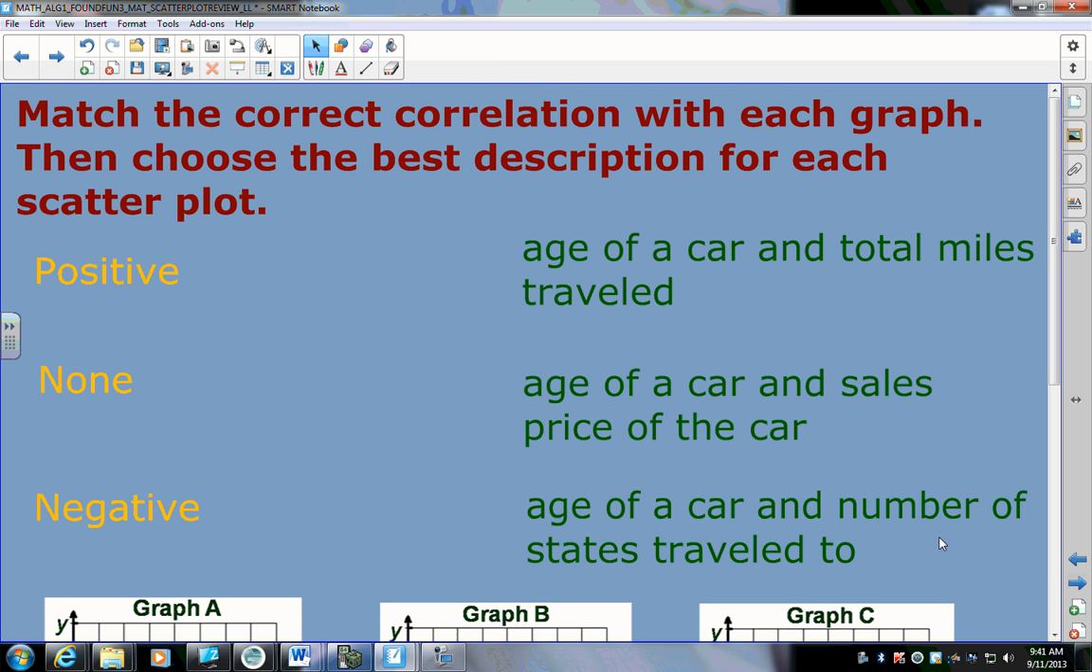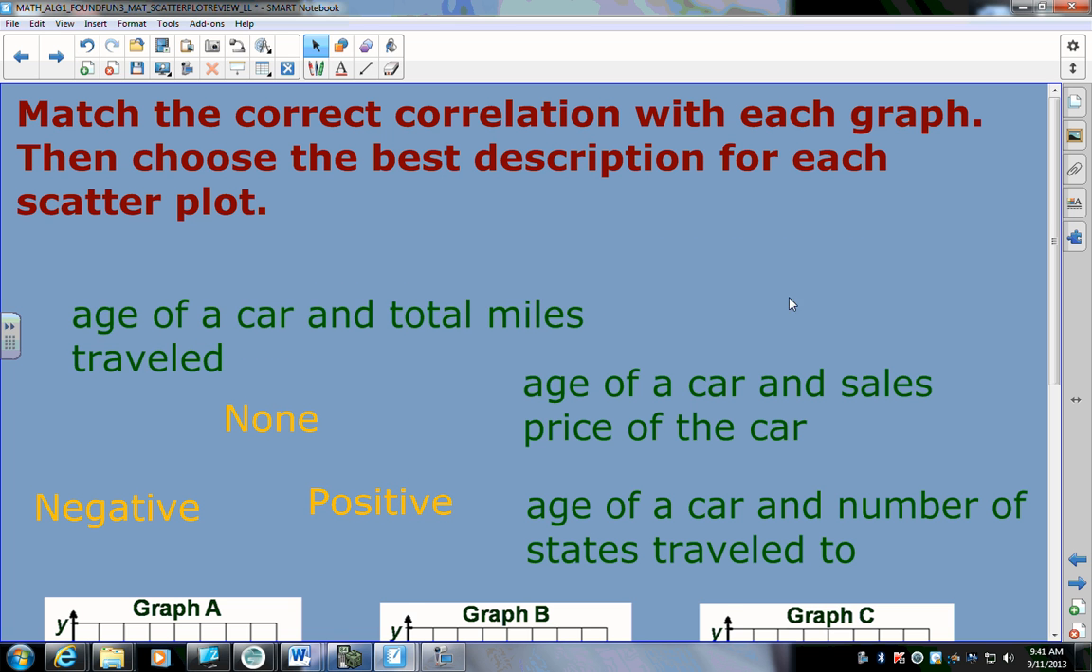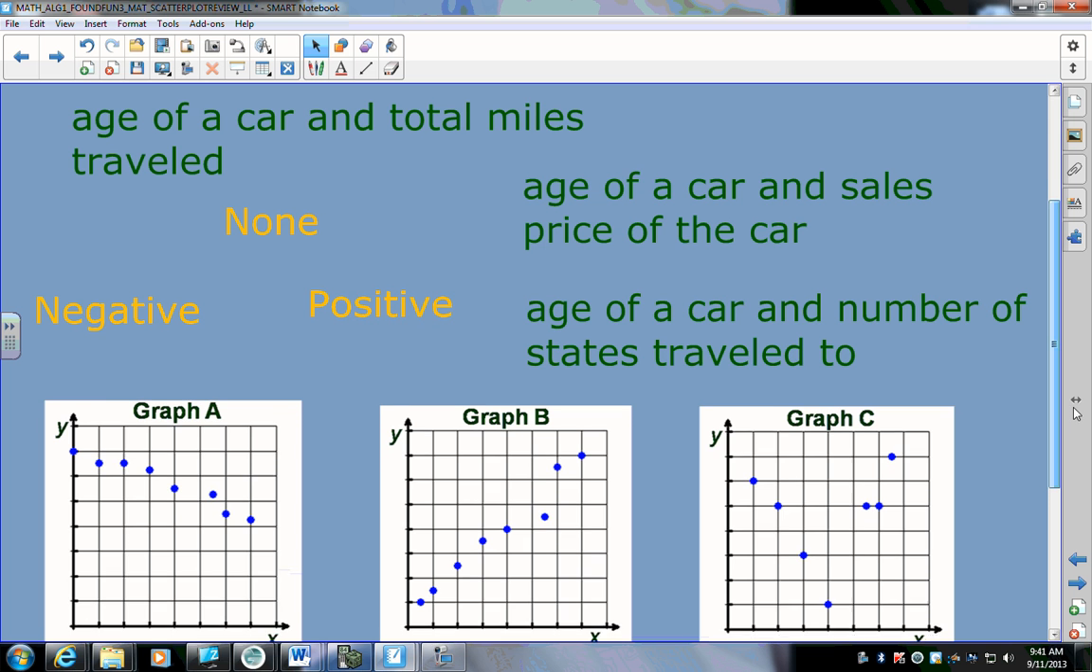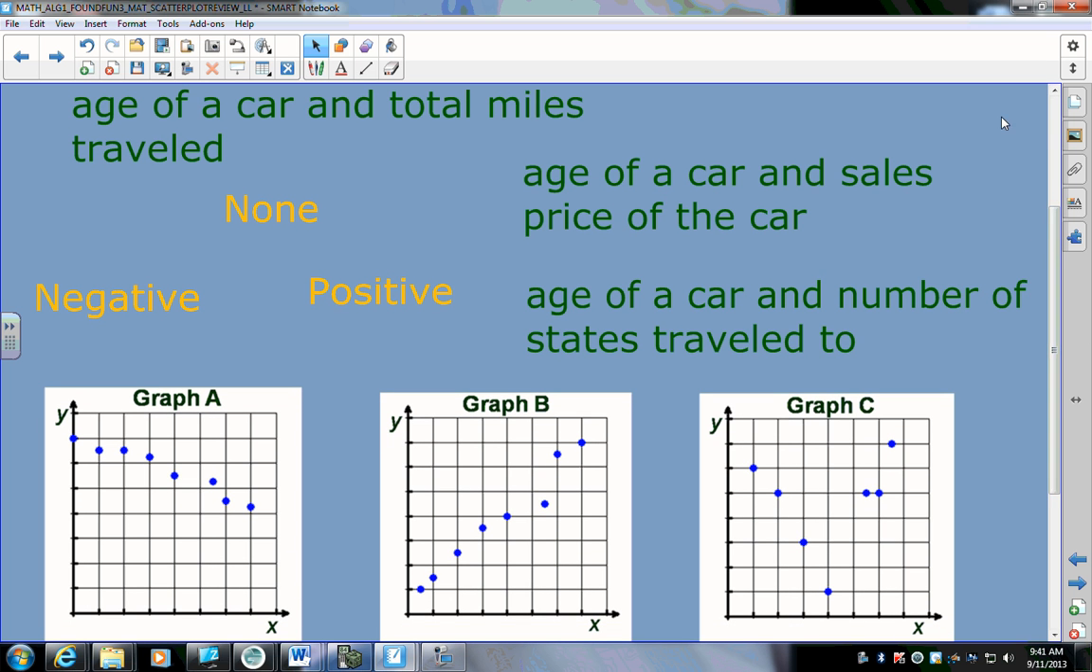Now, let's look at the next slide. It says match the correct correlation with each graph, then choose the best description for each scatter plot. So let me move some of these down so that we can see them. All right, so looking at these right here, first off, graph A, what's happening from left to right? It's going down, so that is negative. Okay. Graph B, from left to right, it's going up, so that is positive.